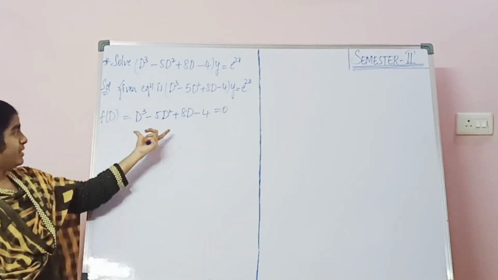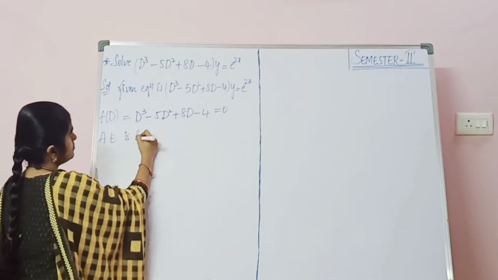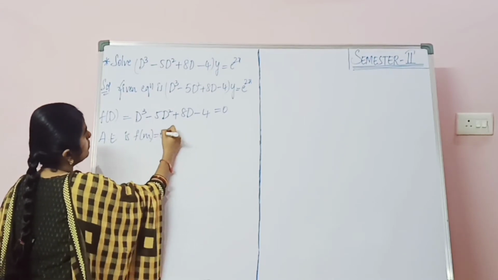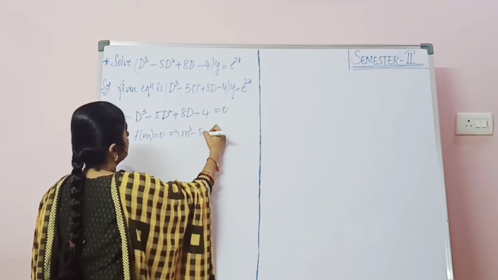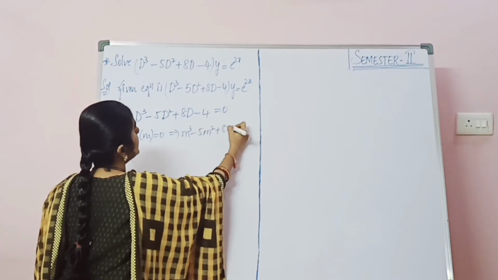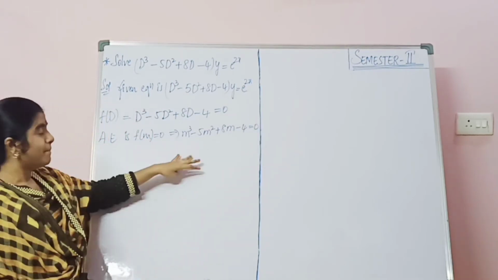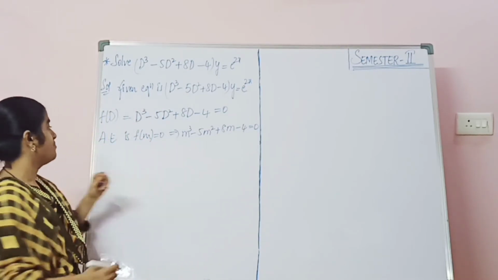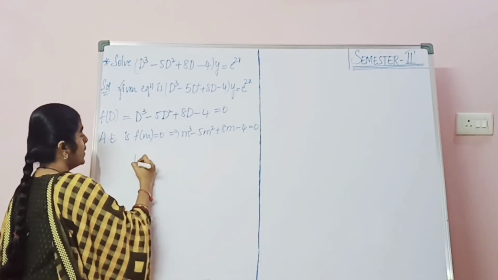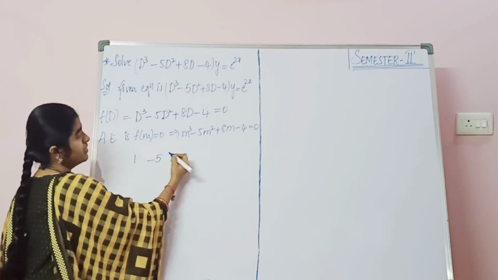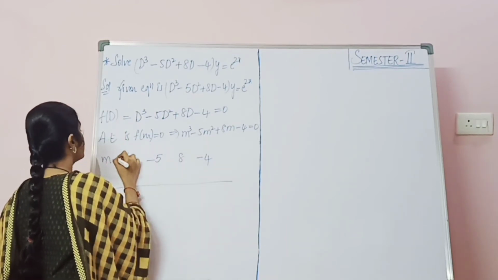Now this equation can be written as the auxiliary equation. So the auxiliary equation is f(m) equals 0. That implies m cube minus 5m square plus 8m minus 4 equals 0. Now we can solve this equation by applying the synthetic division method. According to the synthetic division method, what is given here? m cube means 1, minus 5, 8, minus 4. According to this, what is the suitable root here?